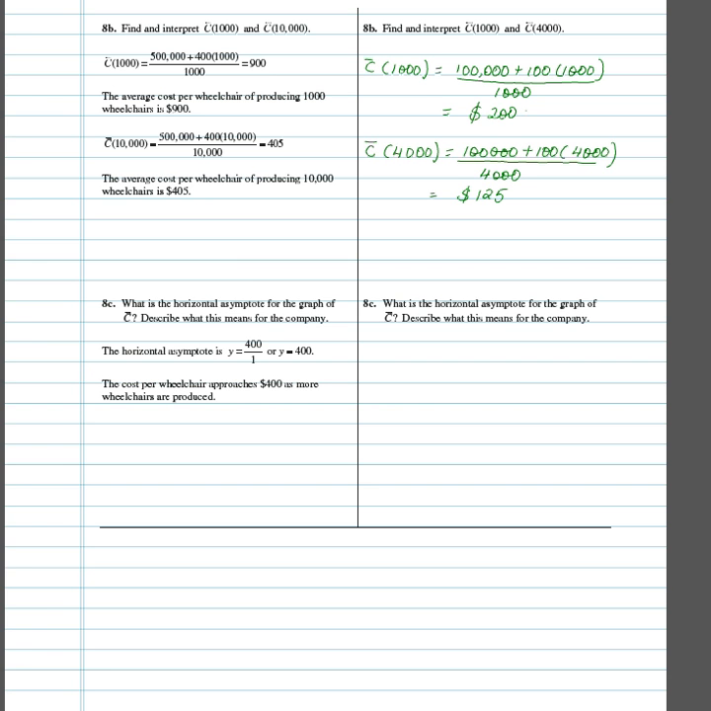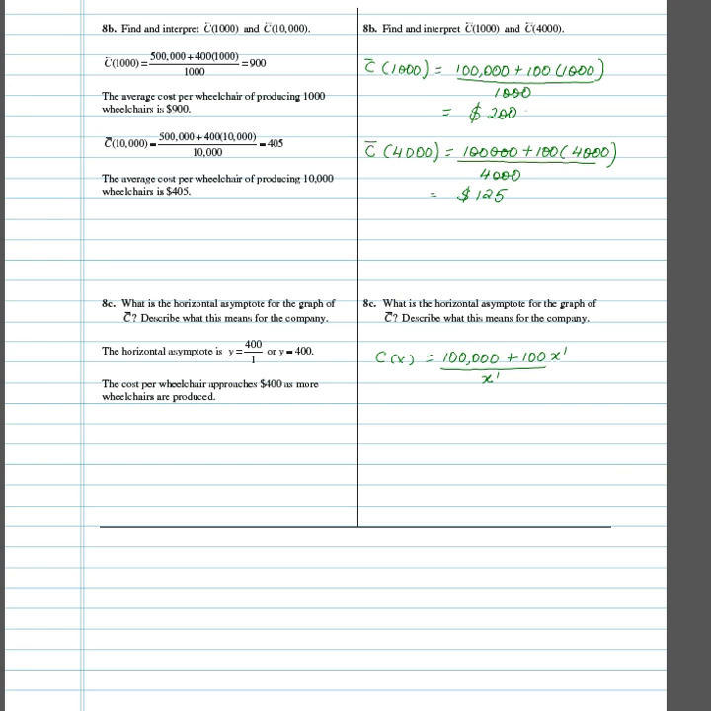So let me go ahead and do the horizontal asymptote here first. Remember, it simply depends on the power. Let me go ahead and write the function first. The function C of x would be 100,000 plus 100x over x. How do I find the horizontal asymptote? The power of the numerator is 1, and the power of the denominator is 1.